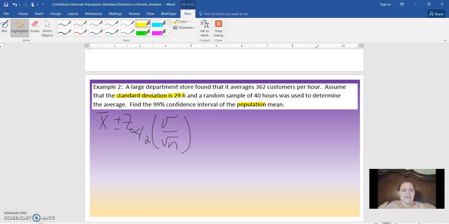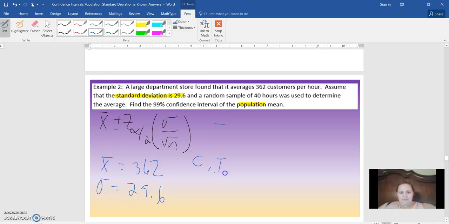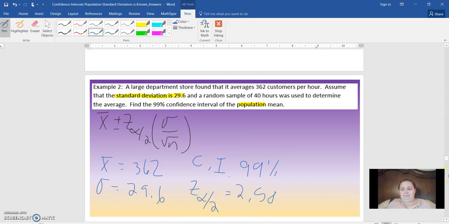All right, so I'm just going to write down everything they give us. Large department store averages 362, standard deviation 29.6, confidence interval is 99. That means that z alpha over 2 is going to relate to 2.58. All right, and I'm just going to type that in my calculator.